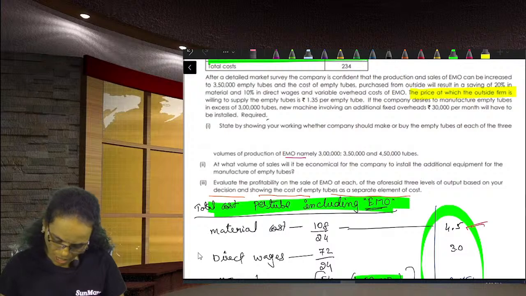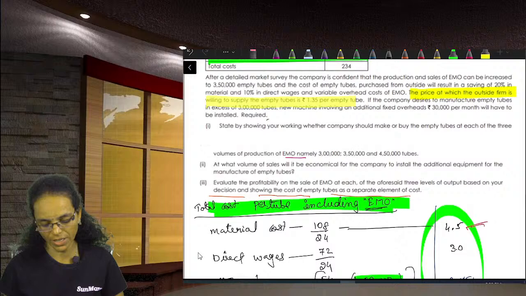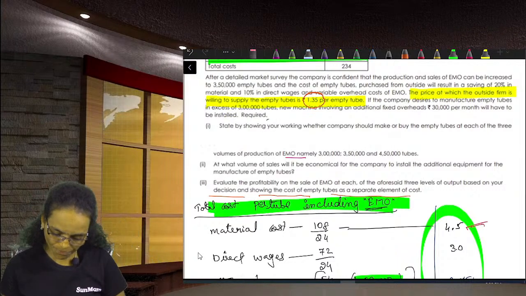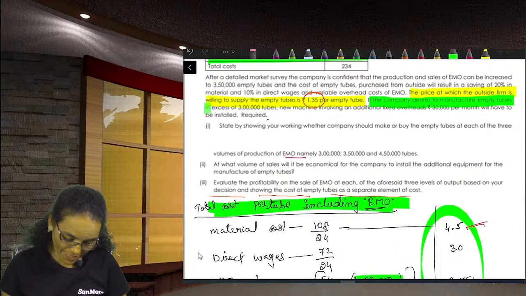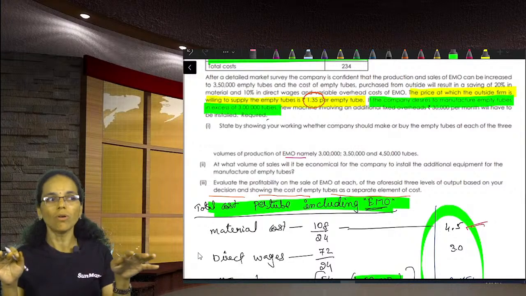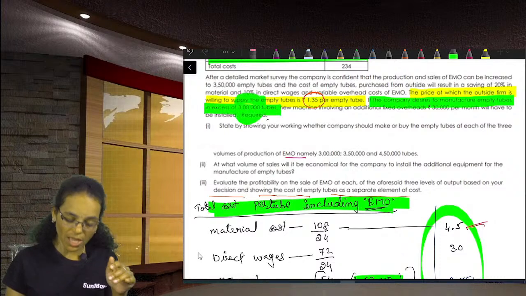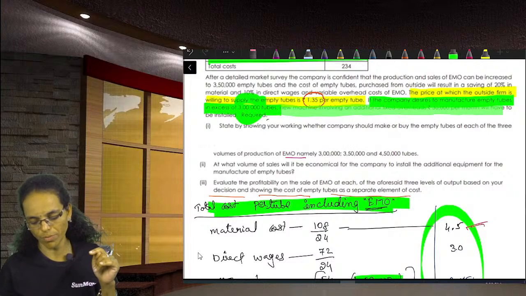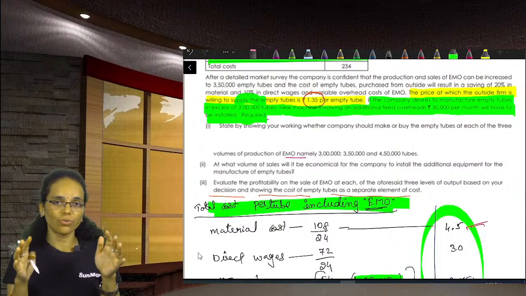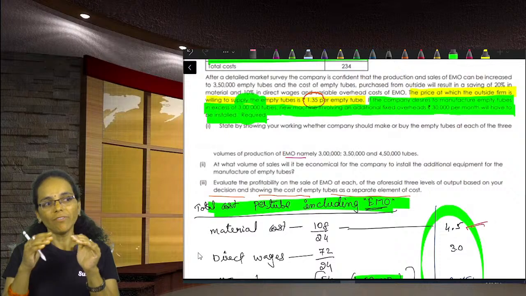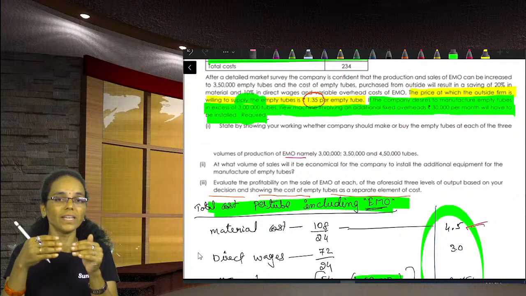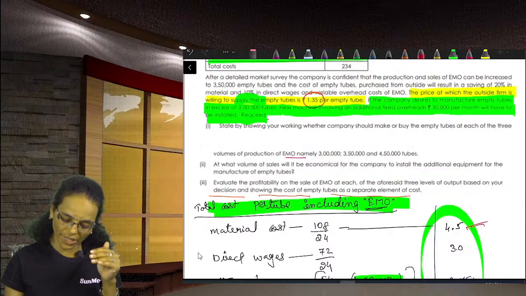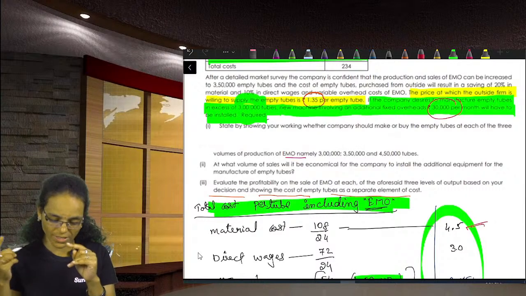See, the price at which the outside firm will supply the empty tubes is 1.35 rupees per unit. If we are purchasing empty tubes from the external market, that is costing us 1.35 per unit. Again, if the company desires to manufacture the empty tubes up to 3 lakh units, there is no problem. We have sufficient capacity to produce up to 3 lakh units. But if it is exceeding 3 lakh units, we need to go for what? See, a new machine involving an additional fixed overhead of 30,000 rupees per month will have to be installed. Means up to 3 lakh units, there is no need to go for the enhancement of machinery. But if we are exceeding our capacity, means more than 3 lakh units, then we need to incur 30,000 rupees as fixed expenditure per month.